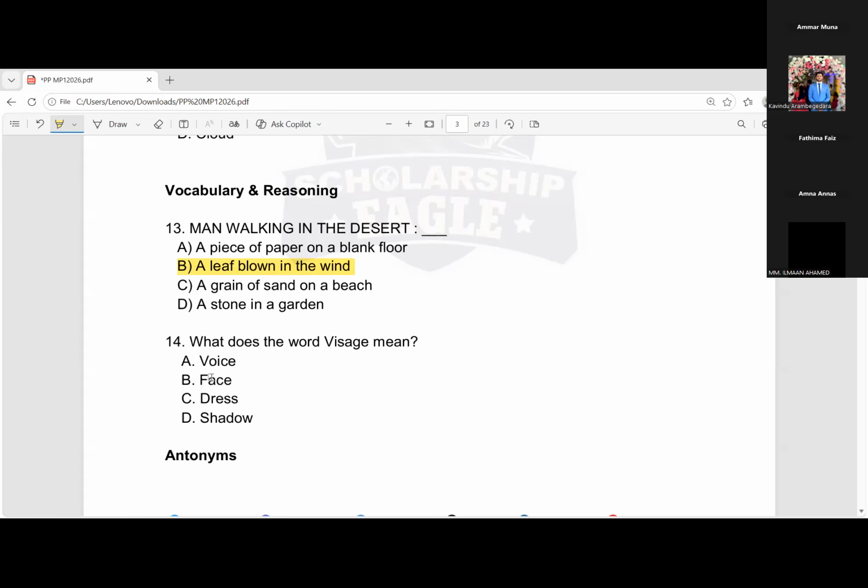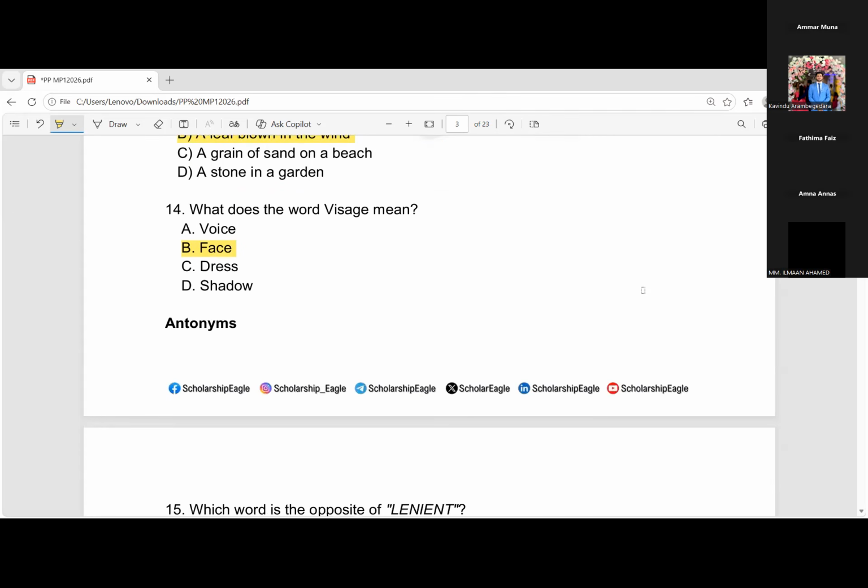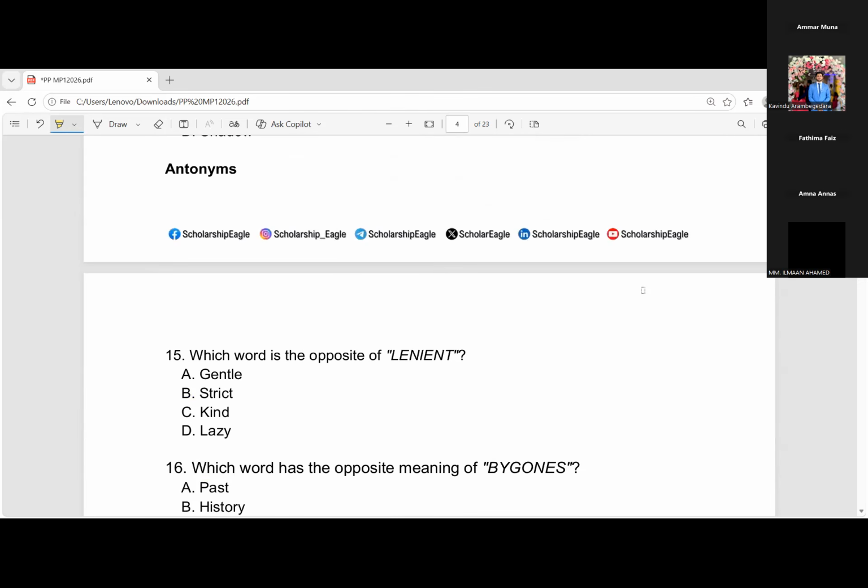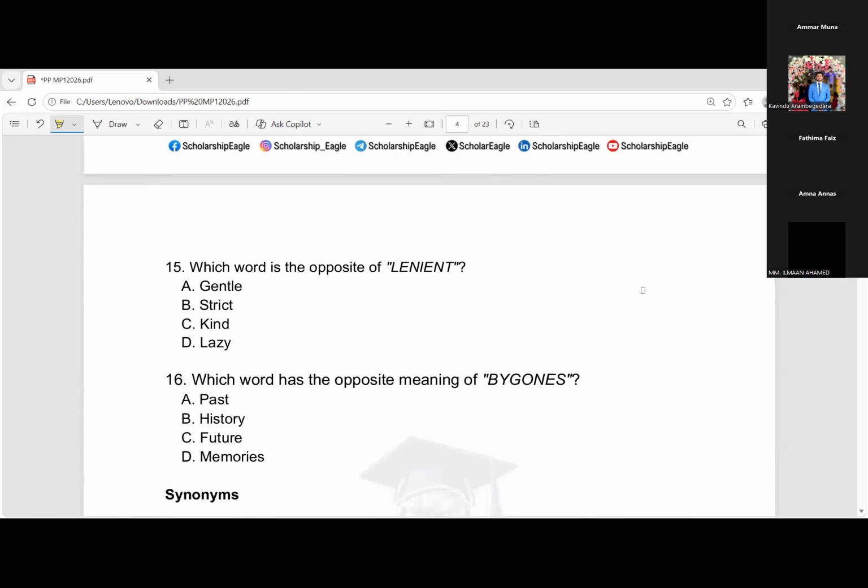Okay. What does the word visage mean? The word visage means the face. We call the face a visage. Okay. Antonym parts. Lenient. Lenient means not strict. We call lenient, not strict. Then the opposite of lenient is strict.